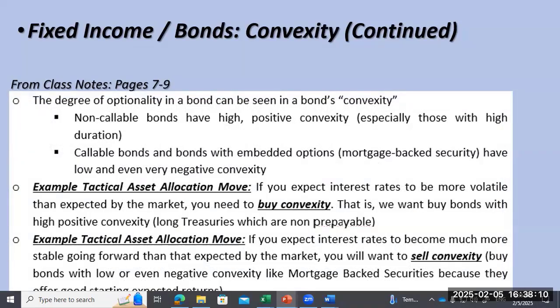So the degree of optionality in a bond can be seen in its convexity. The more optionality it has, the more negative the convexity is going to be. Callable bonds and bonds with embedded options like mortgage-backed securities have low and even negative convexity. So what do you do here? So this is the strategy. Remember, you define it. The subcategories here are positive convexity, negative convexity. Bonds without embedded options, bonds with embedded options. There's really only two groups. So here, let me blow your mind on this.